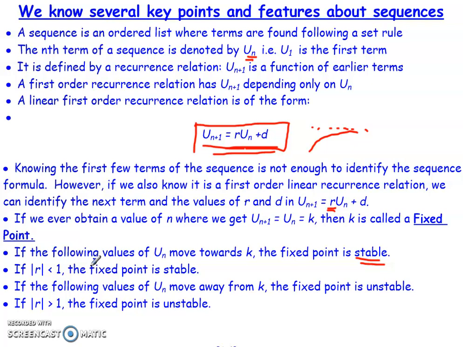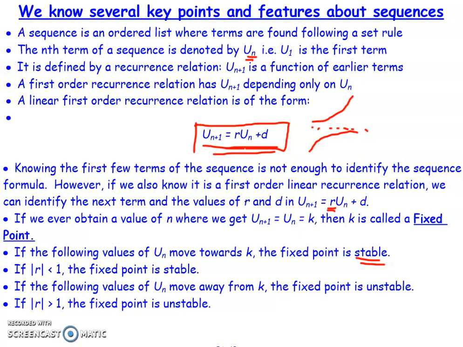However, if it's moving away from that fixed point, so imagine we had a sequence and it did this, the fixed point is then unstable. And again, we can look at the recurrence relation and determine whether it's stable or unstable by looking at this value of r. If the size of that value is bigger than 1, what's going to happen is every time we multiply, it's going to get bigger and bigger and bigger, so it's going to be an unstable point. We're never going to get a limit when it comes to that. Now that's a lot of information to take in.